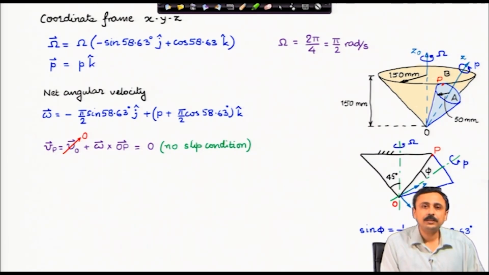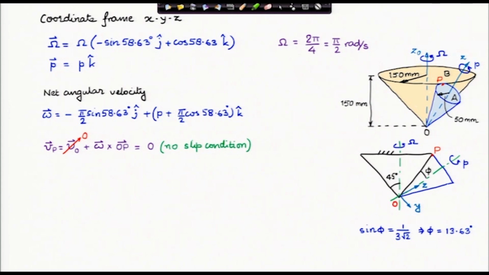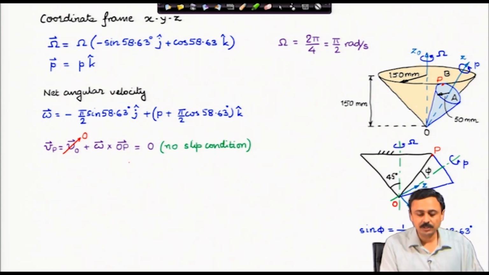Velocity of point P in terms of a convenient point, O, is a convenient point whose velocity I know is 0. Velocity of P is equal to velocity of O plus omega cross OP. There is no VREL because O and P belong to the same cone, cone A. Therefore, velocity of point P is equal to omega cross OP, and that must be 0. Velocity of O is already 0, therefore, omega cross OP must be 0. This is the no slip condition.